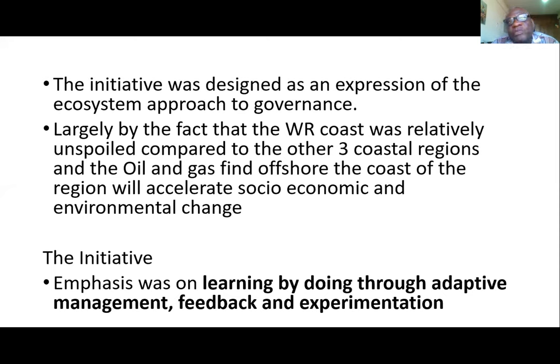Most of the time, we are looking at issues at a sectoral level. But then if you have to look at what it really means to be successful, you have to go a step beyond the sectoral approach and see how best you can integrate all the governance structures that have some part to play. Now, this project was largely engendered by the fact that the Western region coast was relatively unspoiled, and compared to the three other coastal areas in Ghana, we couldn't bring about too much in the other areas, so we settled for the Western region.